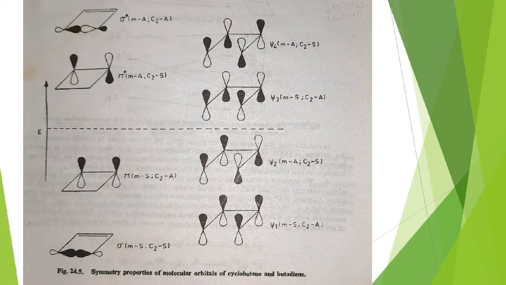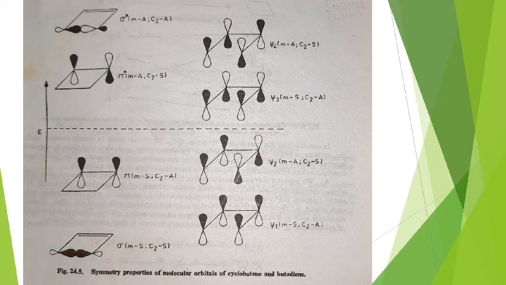In cyclobutene, this sigma bond is broken and the pi bond is rearranged to form a butadiene. So the orbitals at these 4 carbon atoms are important to analyze this electrocyclic reaction. So these 4 orbitals are written in this structure.